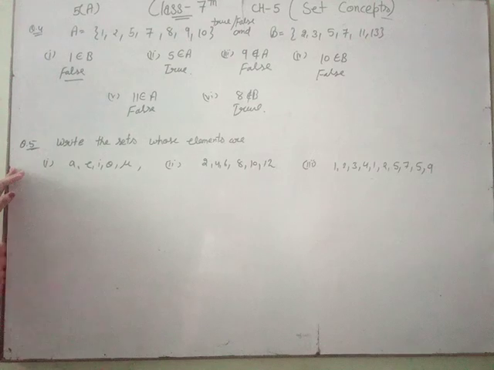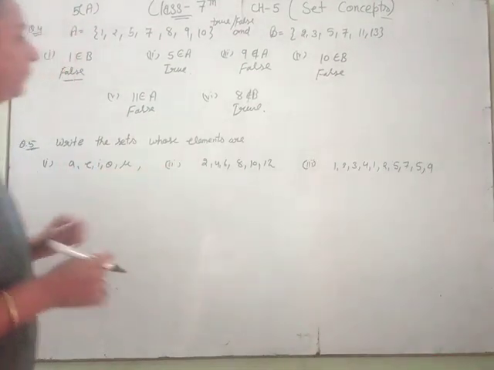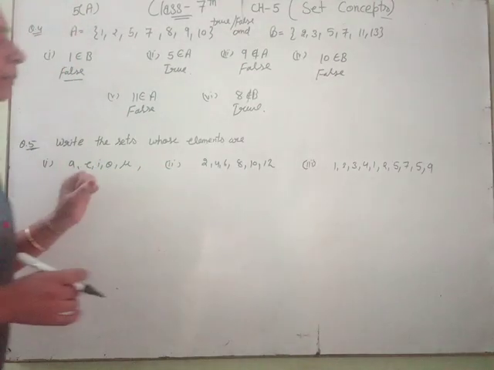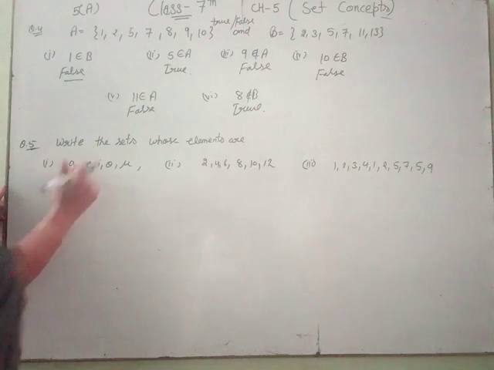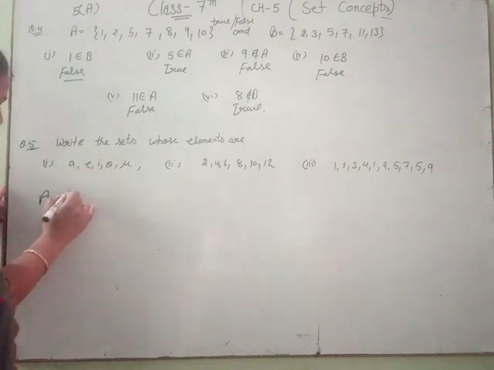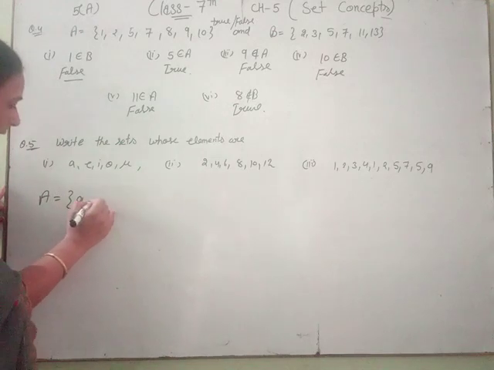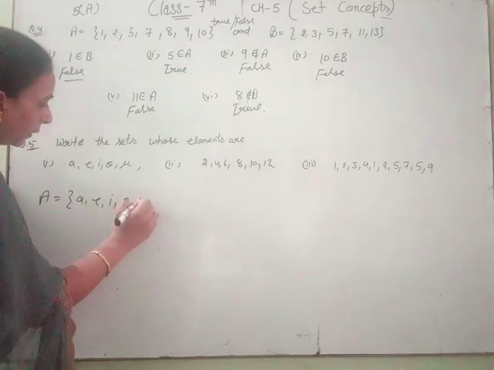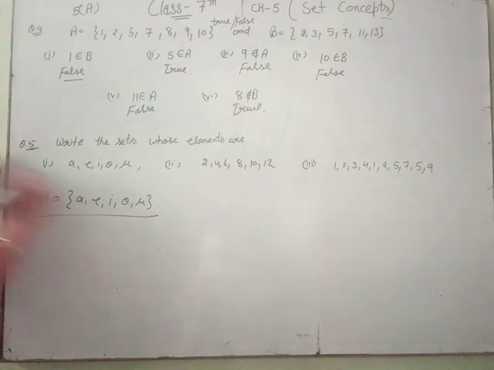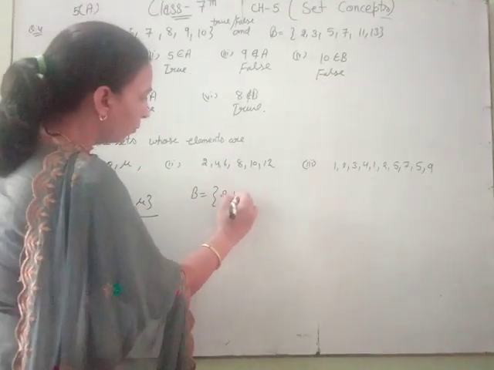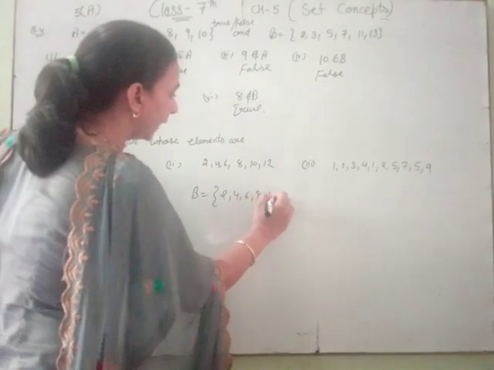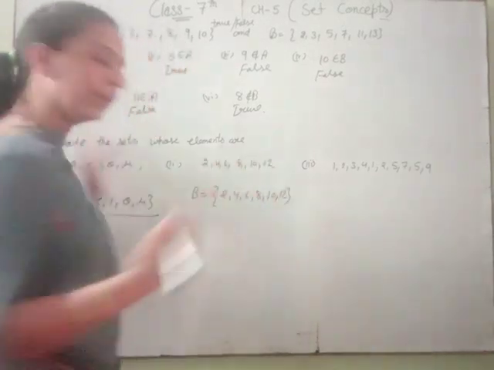Next is question number 5. Write the set whose elements are given. We write these elements in set A: A, E, I, O, U. We write this in curly brackets. A, E, I, O, U. Okay, this is the set. Same, this is a set B: 2, 4, 6, 8, 10 and 12. These are the elements of set B.